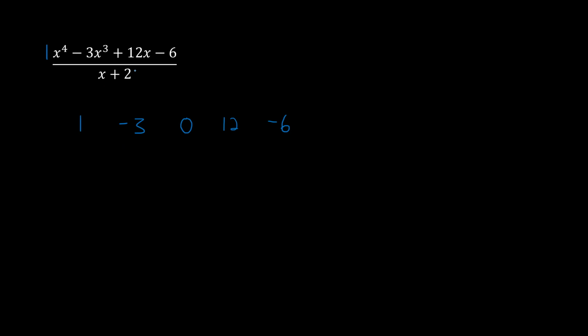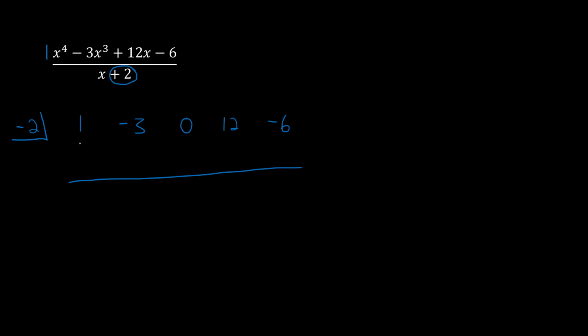And then looking at the 2, we take the opposite of this. So if it's a positive 2, we're going to make it into a negative 2. Put that over here on the side. And kind of section that off. Draw a line down here. And then we're ready to begin the synthetic division process.